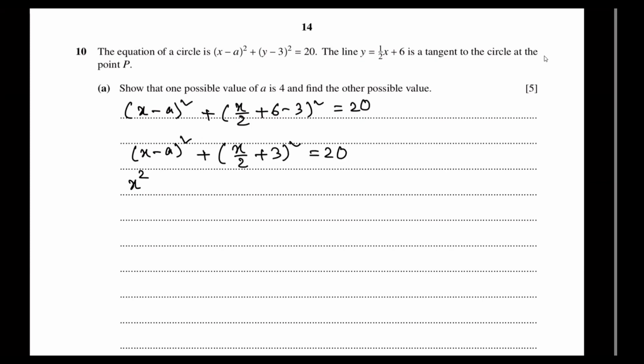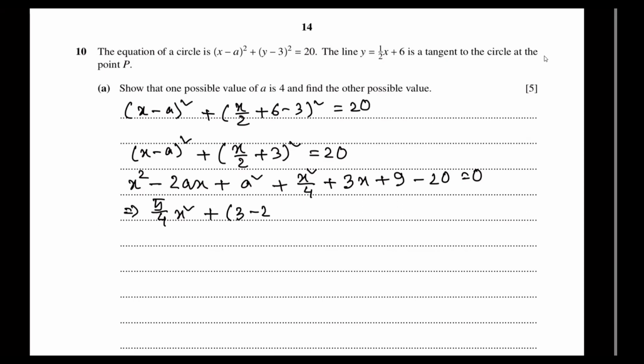Now expand it. x squared minus 2ax plus a squared. And here we have x squared by 4 plus 2 into x by 2 into 3, that's 3x, plus 9 minus 20. So this is 5 by 4 x squared, then we have (3 minus 2a) times x, and the constant is a squared minus 11.